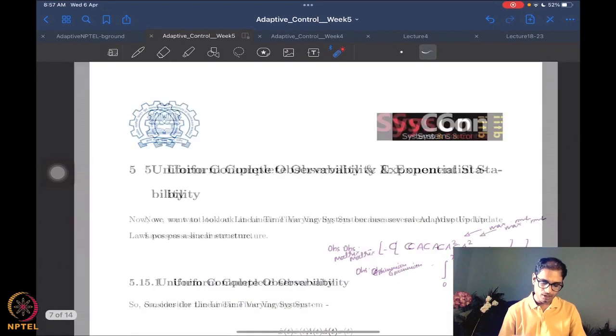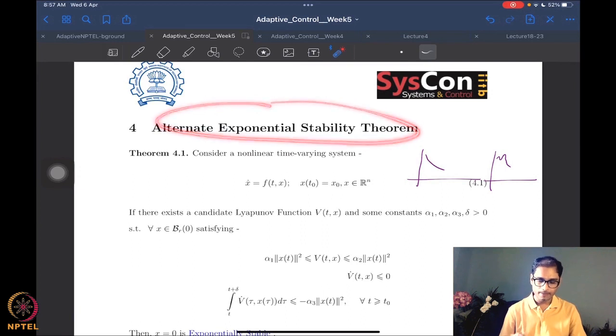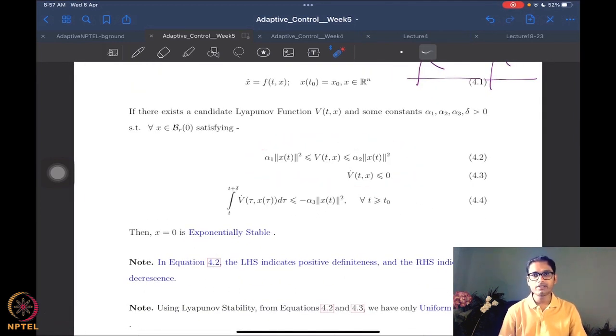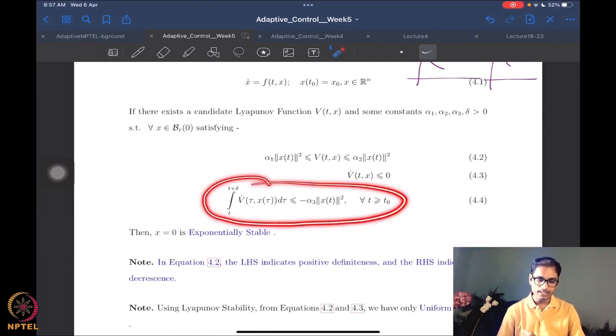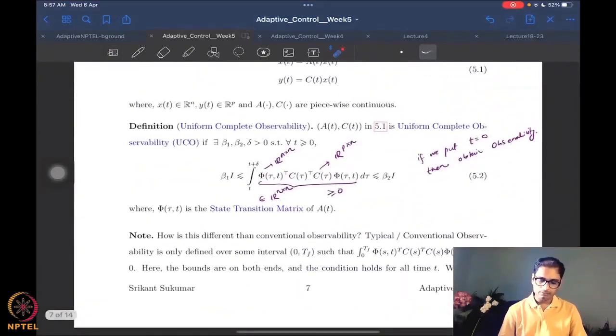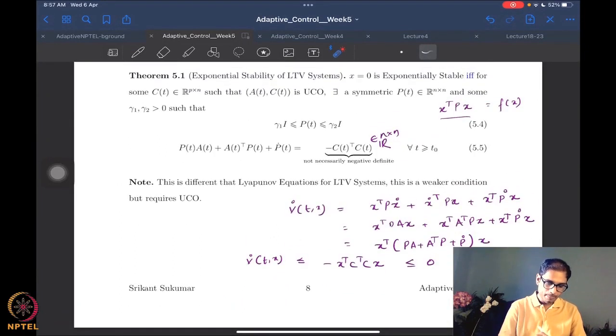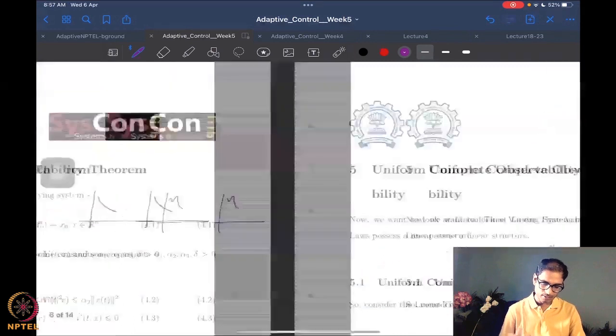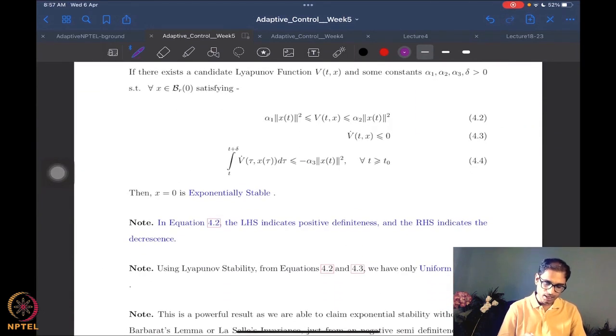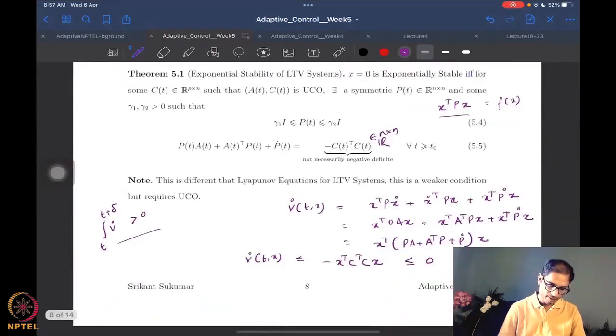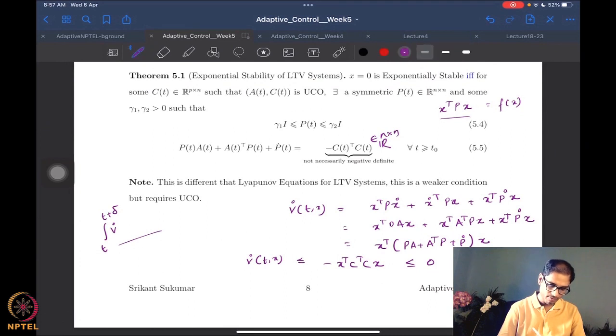We invoke our alternate exponential stability theorem. Because you notice that all you need is negative semi-definiteness. But of course, you need some kind of a nice integral term. So we require that V dot may be negative semi-definite, but we want the integral of V dot from t to t plus delta to be positive definite. So that's what the alternate exponential stability theorem is. Sorry, it has to be negative definite. I apologize. It has to be not positive definite, negative definite. So it has to be less than minus alpha 3 times norm x squared.